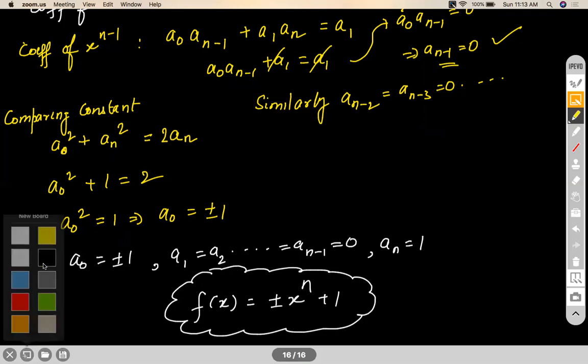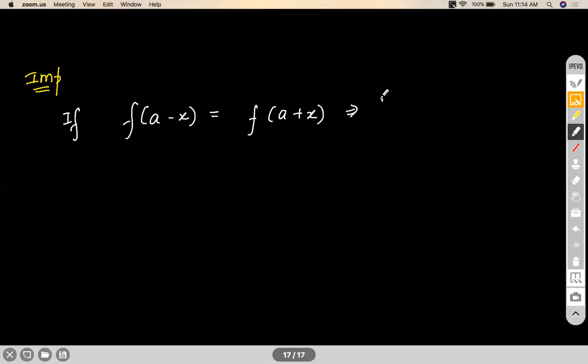Okay. Few things I would like you to add on to that list. Number one, was there any numbering for the same? Did I give you any numbering for the same? Okay. Just I would write at important points here. If your function satisfies this functional equation, that is f of a minus x is equal to f of a plus x, remember, the graph of such a function will be symmetrical about the x equal to a line.